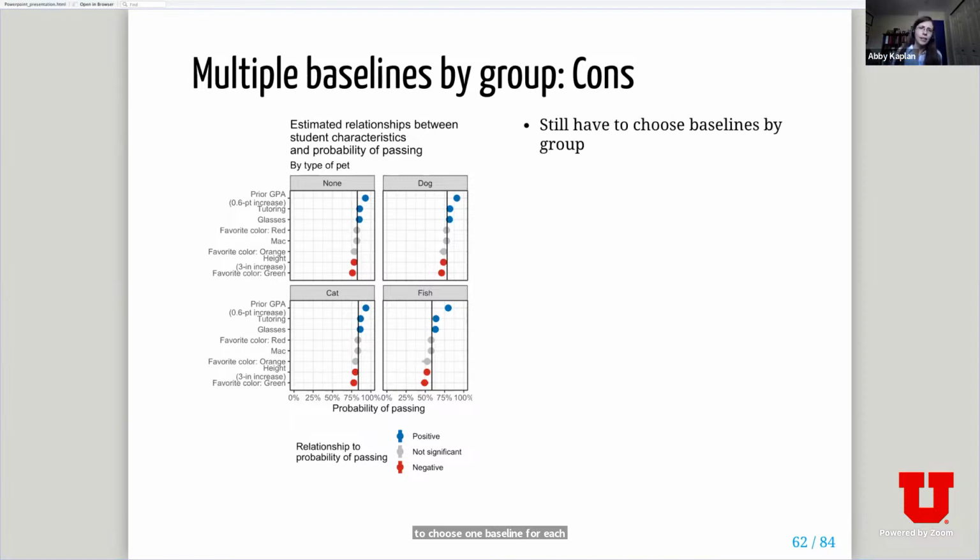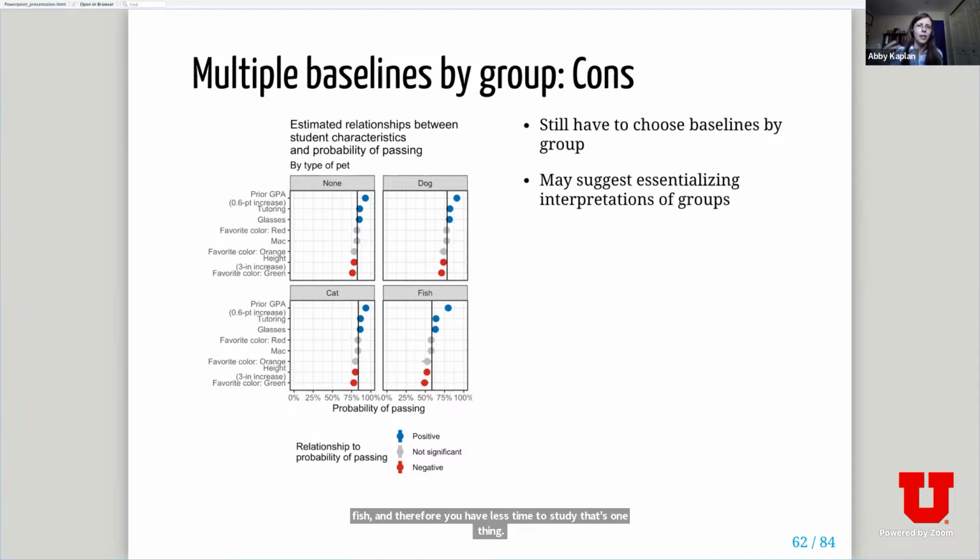And again, this is a low stakes example, but you could imagine situations where showing baselines by group might inappropriately suggest kind of an essentializing interpretation of groups, right? So if you believe that the lower baseline for fish owners is because having a fish is very difficult and you have to spend all your time taking care of the fish and therefore you have less time to study, that's one thing. But if you're concerned that you will show this to your stakeholders and they will say, oh man, fish owners are dumb, right? Then this would not be an appropriate visualization to use.